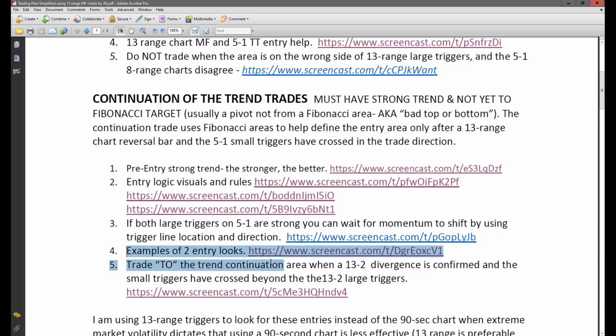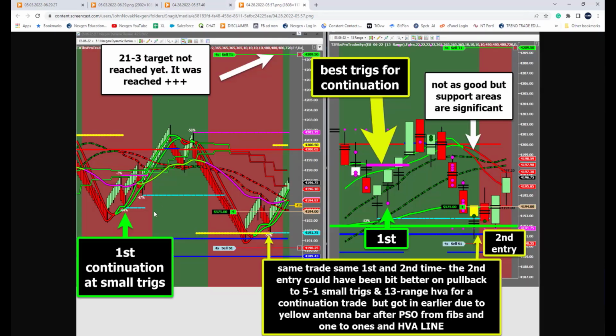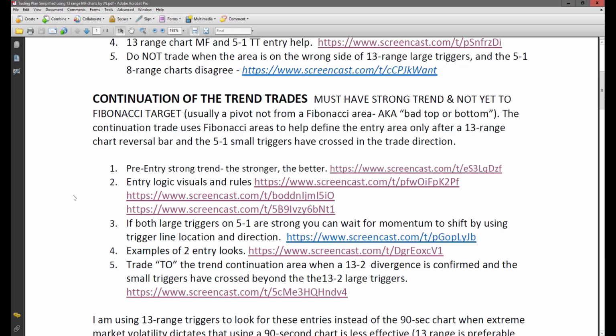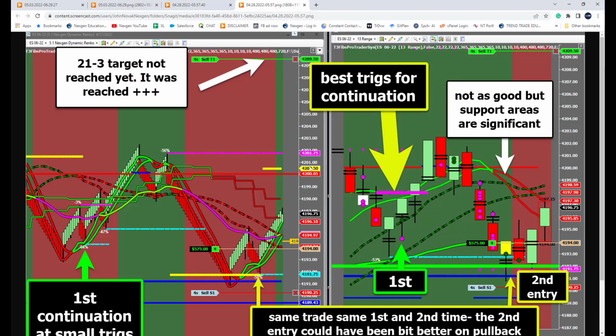Now, let's take an example. Here's 2 continuation trades. I had these the other day. I didn't have my markers on, so I can't show you the first one, but I knew it's going up, and my rules are really simple. I want to revamp the rules for you one more time. You ready? I need a 13 range chart reversal bar on the market flow, plus the 5-1 triggers are crossed over. That's the rule. 13 range signal plus the 5-1 triggers rolling. And what it does is it keeps me patient.